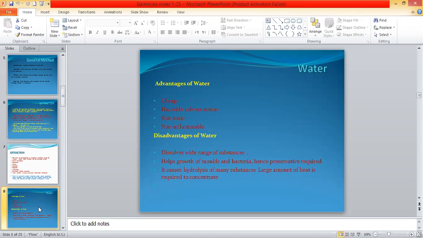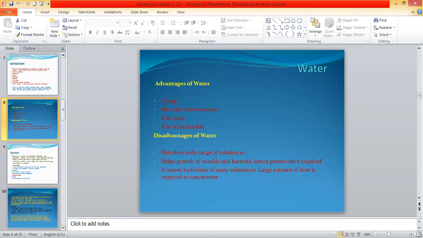It causes hydrolysis of different substances, which means that different substances get hydrolyzed. So it is another disadvantage. And a large amount of heat is used to concentrate the product in which water is used as a solvent or menstruum.